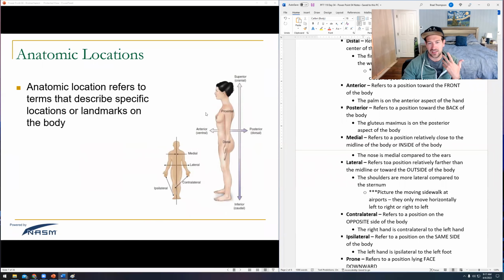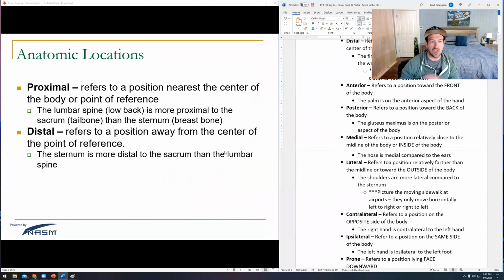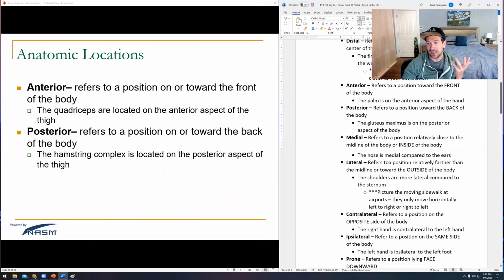So this is the anterior or ventral side. I don't usually use ventral or dorsal. And this is the posterior or dorsal side. So anterior, posterior. Anterior deltoid, posterior deltoid. Okay, so anterior on the front, posterior on the back.